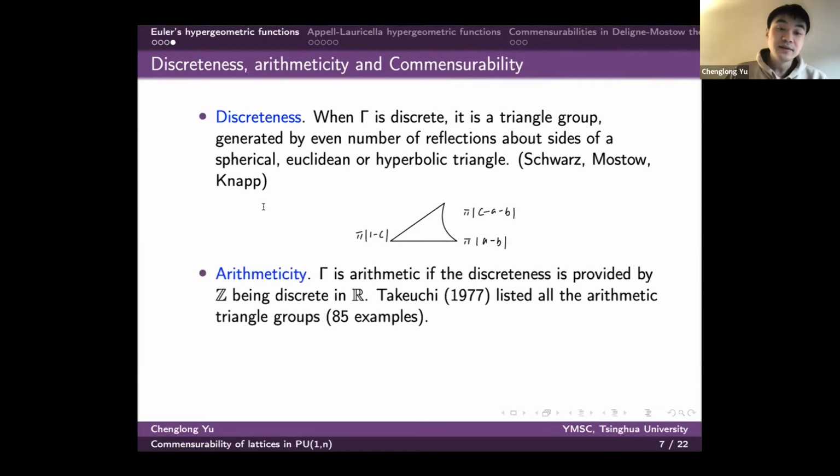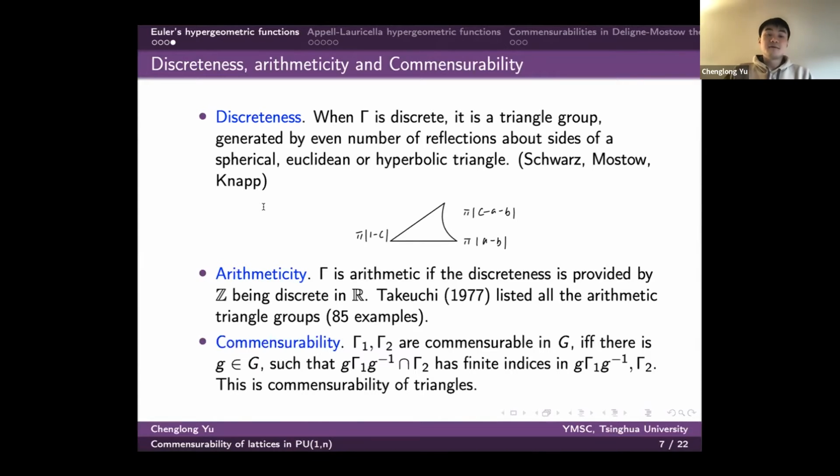Another aspect for those discrete groups is whether they are arithmetic. A discrete group or discrete lattice is arithmetic if the discreteness is provided essentially by Z being discrete in R. I will not explain the definition in detail, but it's essentially this one. Takeuchi in 1977 listed all the arithmetic triangle groups. There are 85 examples.